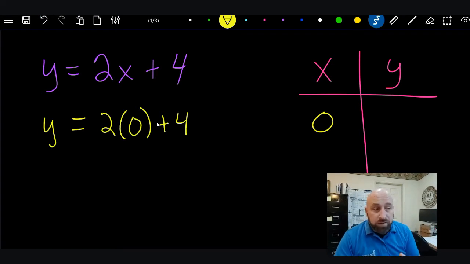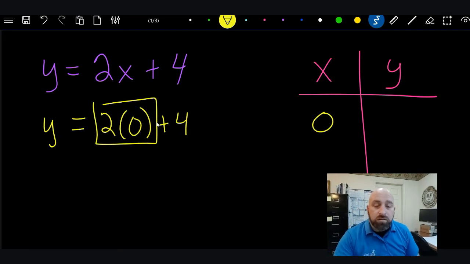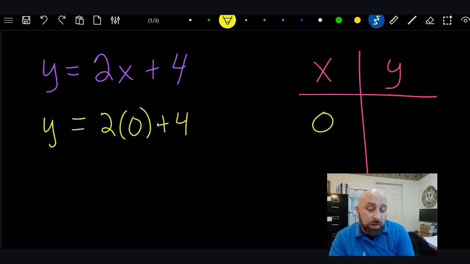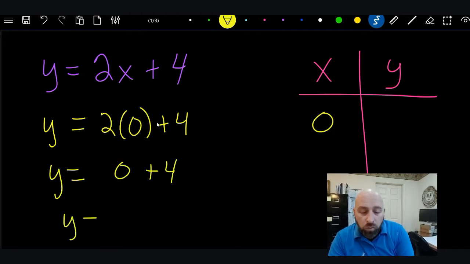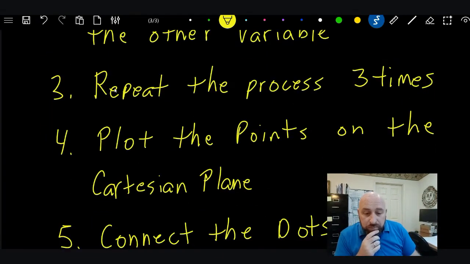I just substituted it in. Now, I want to do that because that's the first thing I would do in my order of operations. So I get y equals 0 plus 4, y equals 4. So when x equals 0, y equals 4, and we would write our 4 over here. All right, so that's our next step.